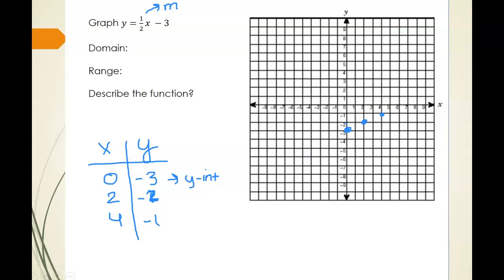A line is a special type of function. We always draw arrows on our lines because our lines continue infinitely in both directions. Therefore, the domain and range of a line is always -infinity to infinity, or all reals. The domain and range of a line is both always all reals.